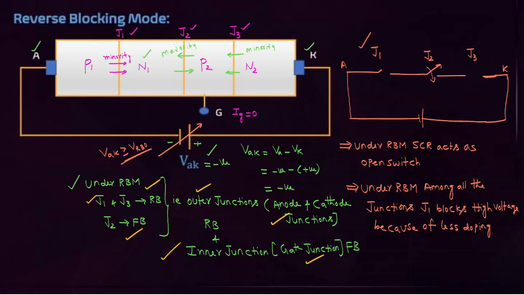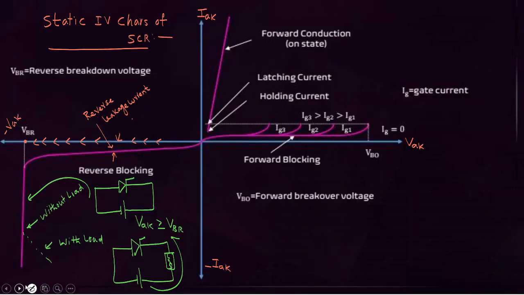Under reverse blocking mode of operation, among all the junctions, which junction blocks the high voltage? J1 blocks the high voltage. Next, J3. But J2's blocking capability is negligible because it is already closed, because J2 is in forward bias condition. This is under reverse blocking mode of operation.